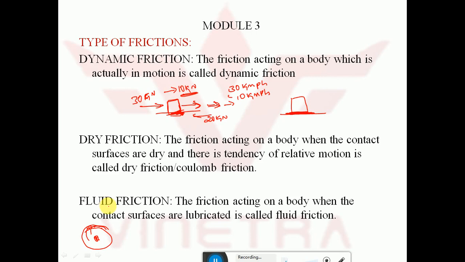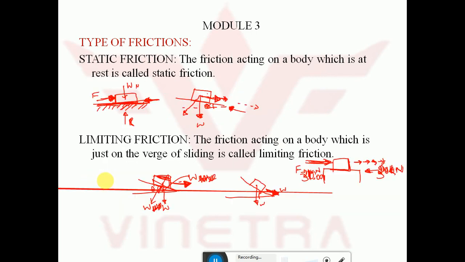So kindly remember the types of friction here. One is static friction, the frictional force that is developed when the body is at rest. Limiting friction is the friction up to which, or the verge at which, the body starts to move. There is a limit up to which the frictional force will keep the body in a static condition. After that, the body will start to move even with a gentle increase in the force. That force itself is called limiting friction.